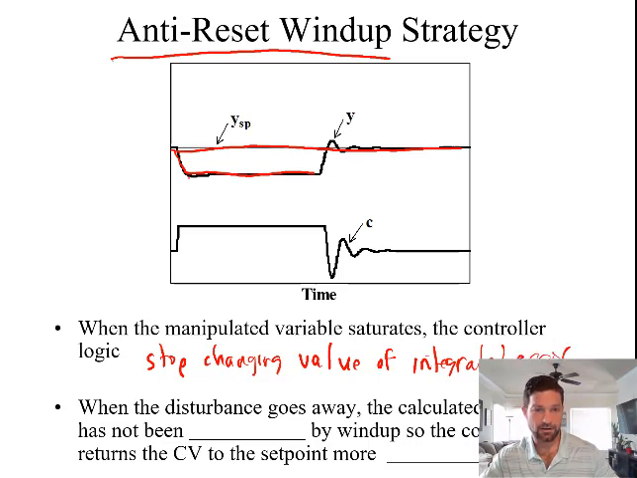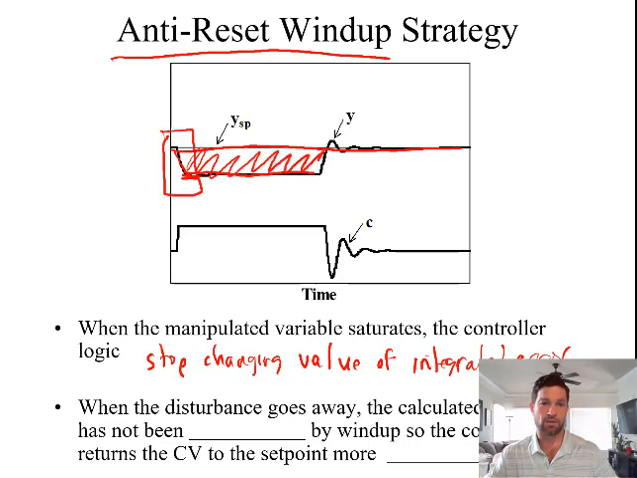At this point right here, we have saturation, so the controller is going to stop changing the value of the accumulated error. That way, for all this time period right here, we still have some error that's been accumulated, but all of this error no longer affects the control logic. So once the disturbance goes away, the calculated value of the C has not been corrupted.